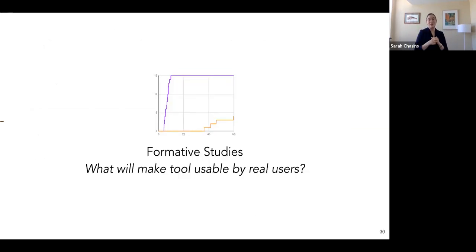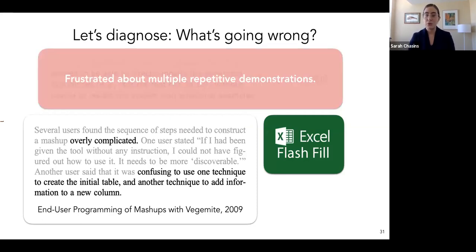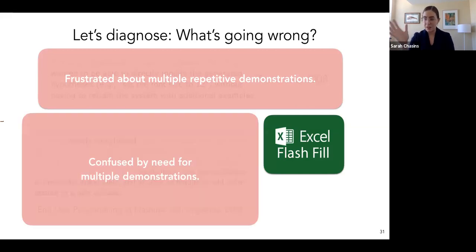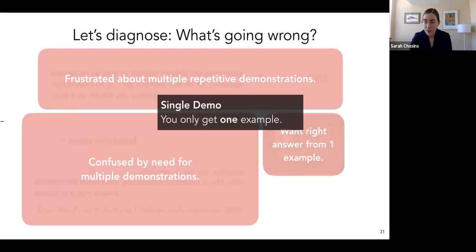How can we make this so that the tool will actually be usable by real users? And so let's diagnose what's going wrong in all these snippets. If you paid attention, there was actually one thread running through all of these. So here, these users were frustrated about multiple repetitive demonstrations. These users were confused by needing to give multiple demonstrations for different parts. These users just wanted to be getting the right answer from one example. And so the running thread throughout this is that you really only get one example. You've got to be able to give them the right thing, or at least something close, after a single demonstration.